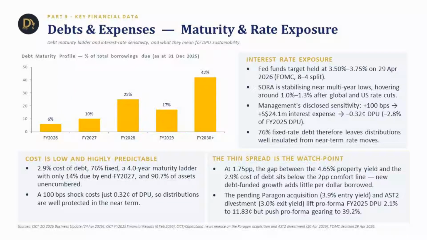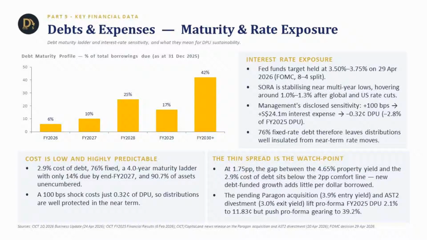To contextualize those maturities, the macroeconomic data baseline provided in the deck notes the federal funds target rate was held at 3.5% to 3.75% on April 29, 2026. And the SORA, the Singapore overnight rate average, is stabilizing near multi-year lows at 1.0% to 1.3%. Right, so the SORA stabilization caps the interest expense on the 24% of their debt that is floating rate. Meanwhile, the federal funds rate sets the risk-free baseline for when they issue new fixed-rate bonds to handle that 14% maturing by end FY 2027. This leads perfectly into the sensitivity analysis.